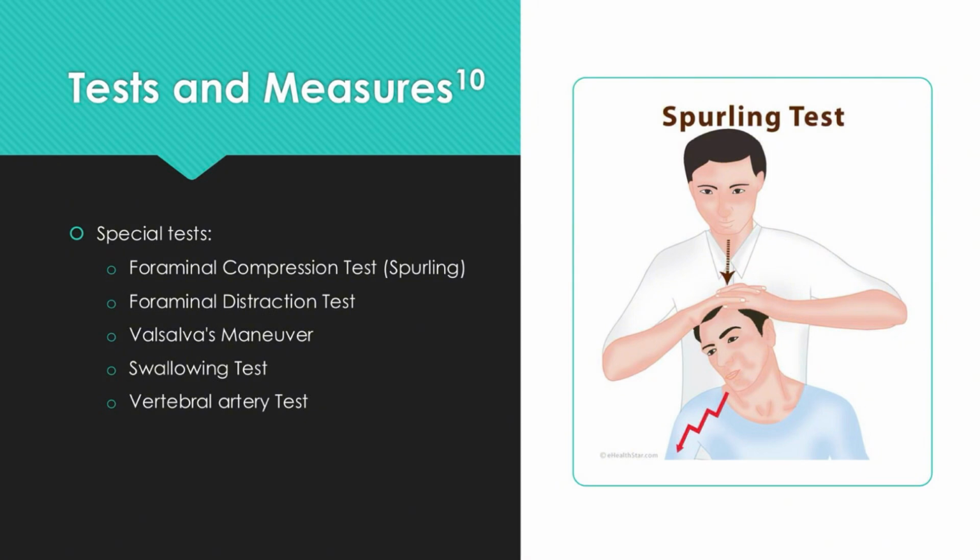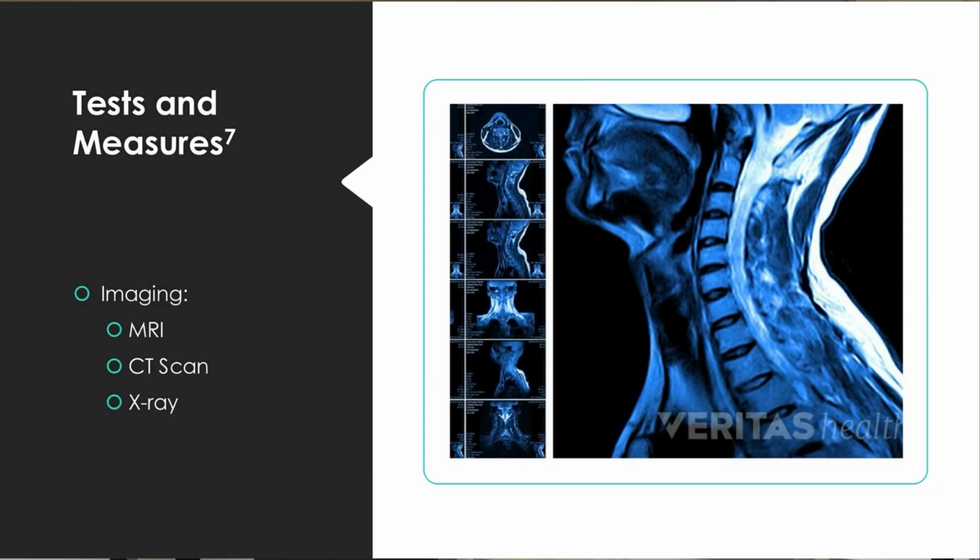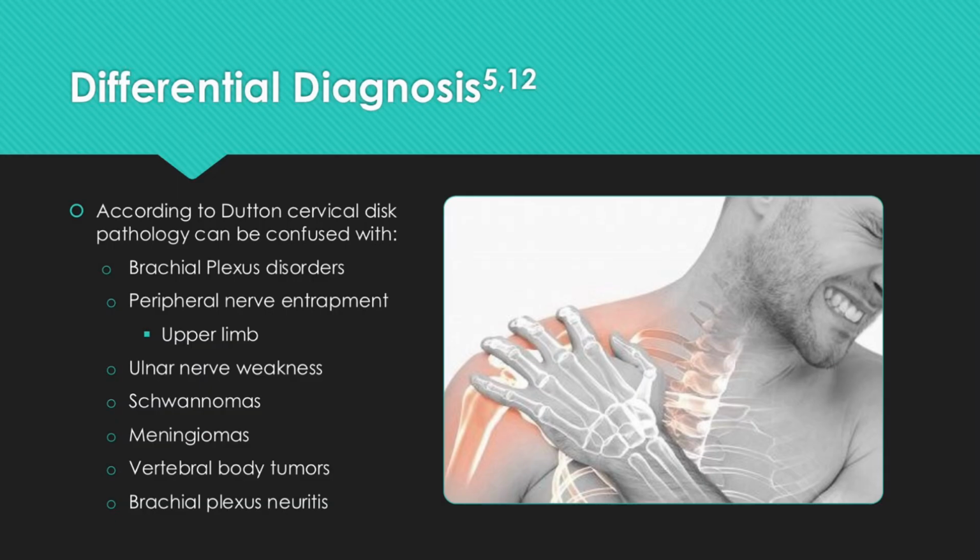To perform that test, you have your patient supine, and you would extend the patient's head, rotate, and laterally flex it to each side. You would observe your patient for symptoms such as dizziness, blurred vision, slurred speech, amongst many other things. For our last slide for testing measures, other than special tests, you would want to get scans like an MRI, CT scan, or X-ray.